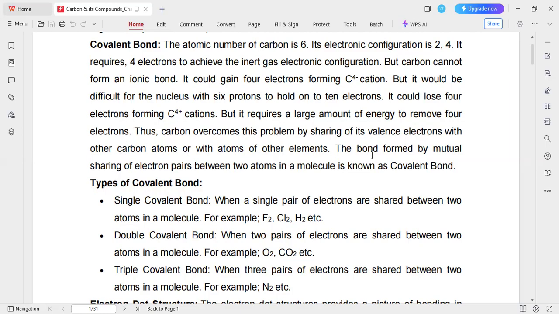Thus, carbon overcomes this problem by sharing its valence electrons with other carbon atoms and with atoms of other elements. The bond formed by the mutual sharing of an electron pair between two atoms in a molecule is called a covalent bond. Try to understand these concepts also, children.